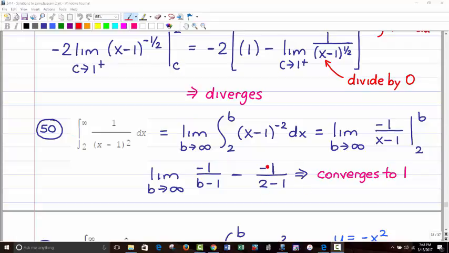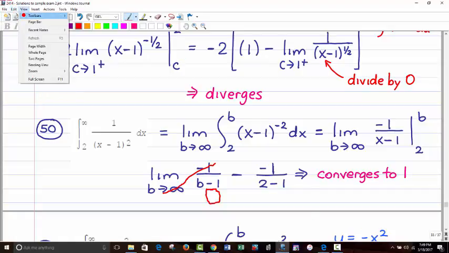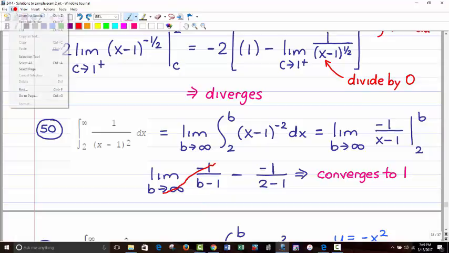And over here, you're going to have a minus 1 over 1, which is negative 1. So basically, it means you have a 0 minus a minus 1. I'll just put that here for a second. That's going to be a 0. Not a very pretty 0. 0 minus a minus 1 means it converges to positive 1.